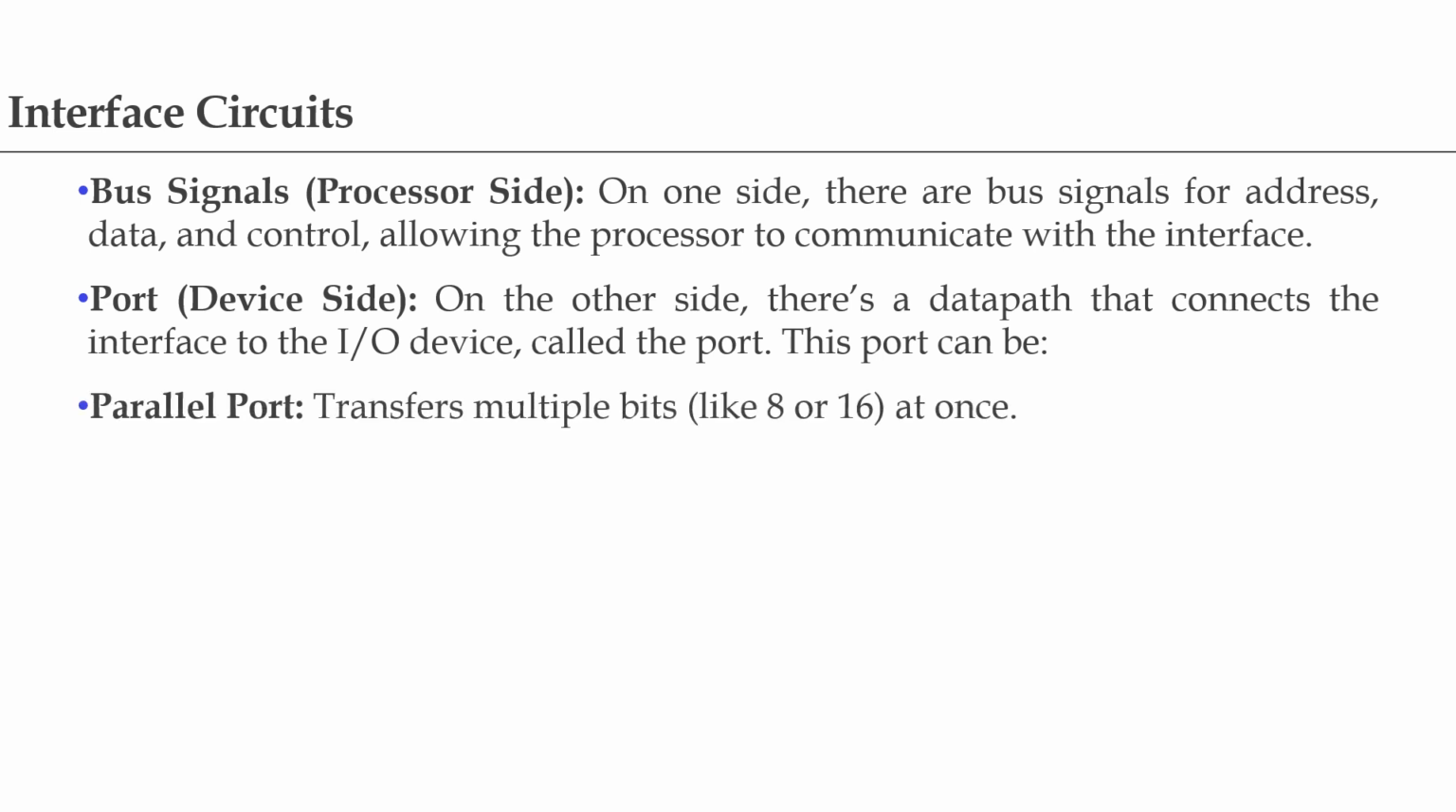port. A parallel port transfers data in the form of a number of bits, typically 8 or 16 bits, to or from the device. A serial port transmits and receives data one bit at a time. Inside the interface, there is a conversion process that changes the data between parallel and serial formats depending on the type of port used. This allows devices using different data formats to communicate with the processor smoothly.